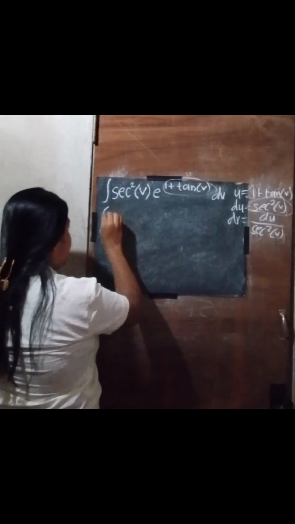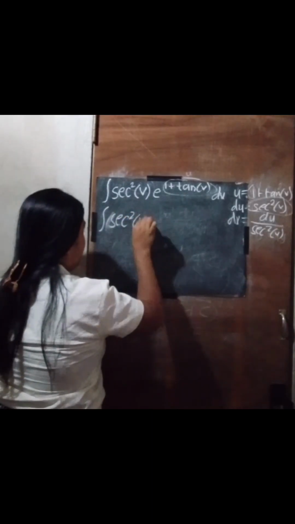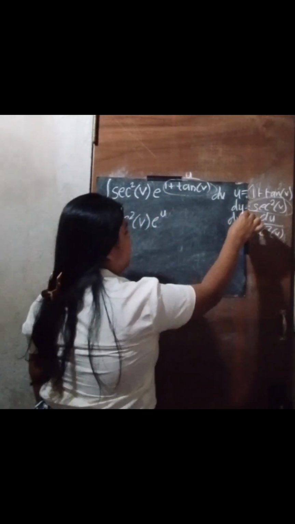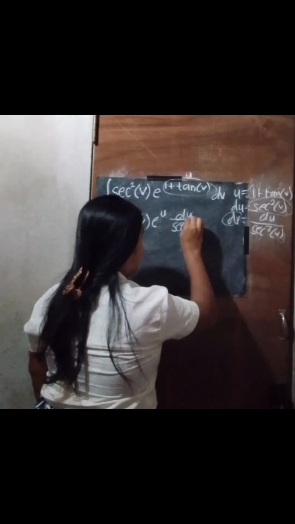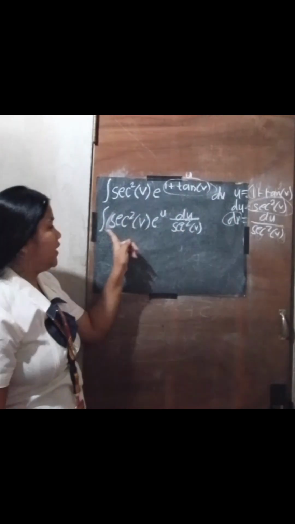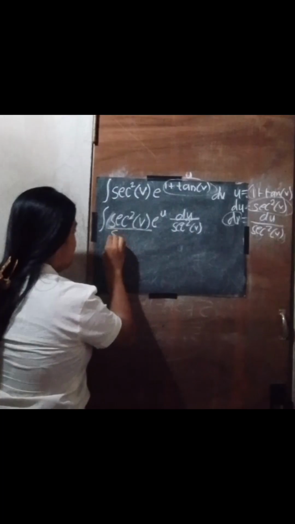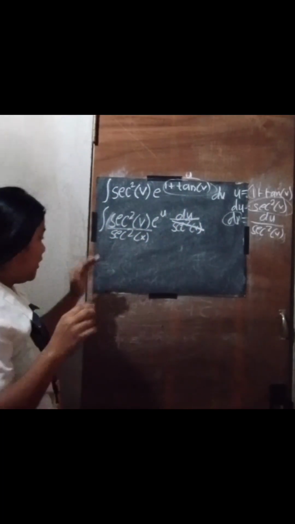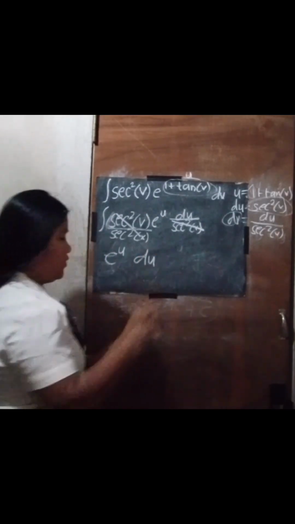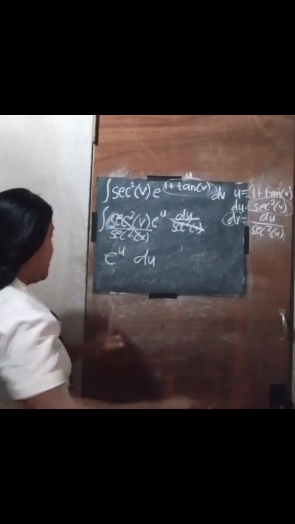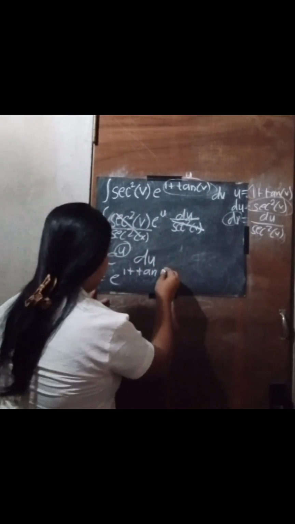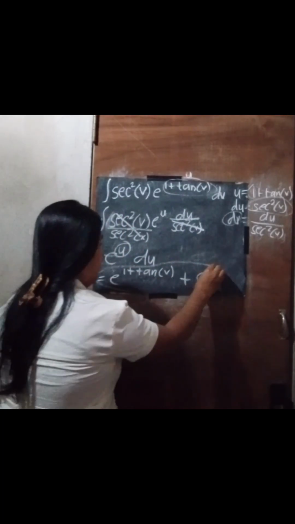So, we substitute. The integral of secant squared v times e raised to u, then the value of dv is du over secant squared v. Since they are the same, we move the secant squared v here so that we can cancel. What remains is e raised to u, then du. So, we substitute back. It becomes e raised to the value of u, which is 1 plus tan v, then plus c. So, here's the final answer.